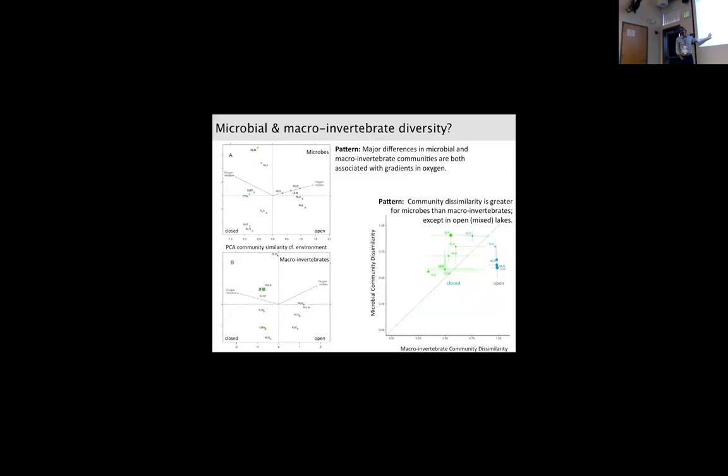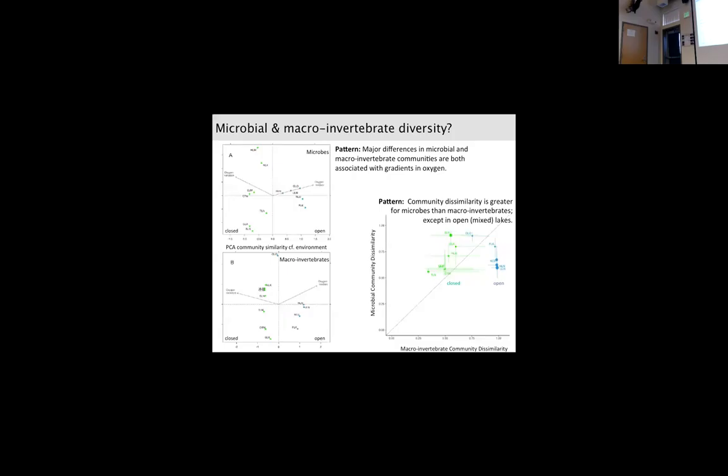So these are some data that show patterns in microbes and macroinvertebrates. This is the PCA for microbes, this is the PCA for macroinvertebrates. And essentially, the communities sort across the same axes that are structured by the same environment. So this is essentially an oxygen gradient. We go from well-oxygenated to low-oxygenation, well-oxygenated to low-oxygenation.